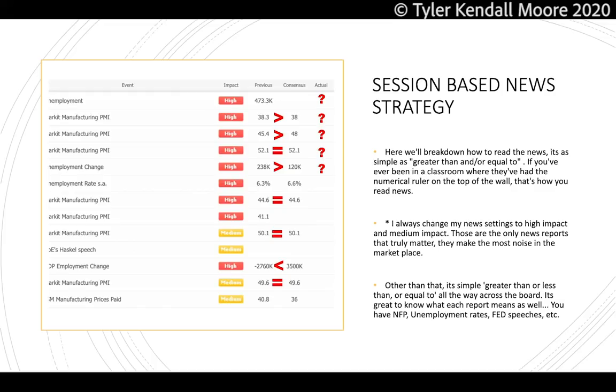So now that we got that part out of the way, I always change my news settings to high impact and medium impact. The reason being is those are the only news reports that truly matter. They make the most noise inside of the marketplace. You don't need to have any of those bank holidays and all of that type of stuff on there. It doesn't really matter. Other than that, it's really simple. It's just greater than, less than, or equal to all the way across the board.